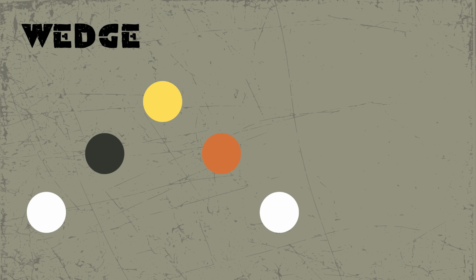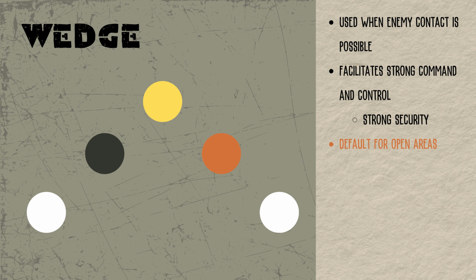Next, we'll have wedge. Wedge is used when enemy contact is possible. It facilitates strong command and control, meaning that you can communicate with your group well and direct them relatively easily, and it has strong security. Another reason why wedge is preferable is when you're in situations where you know you're in enemy territory, for example.